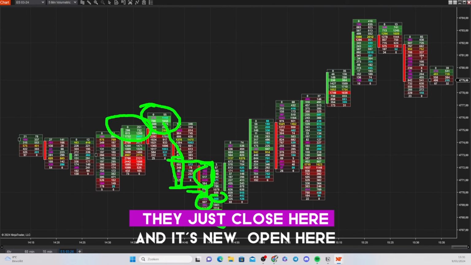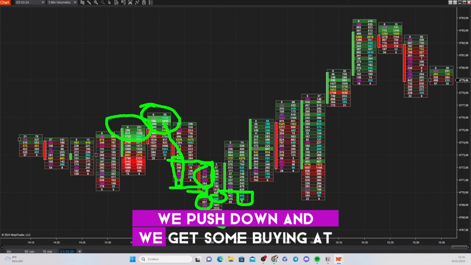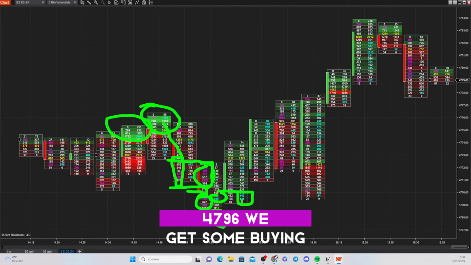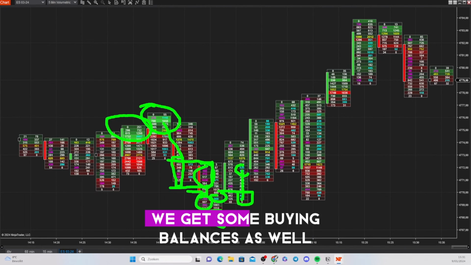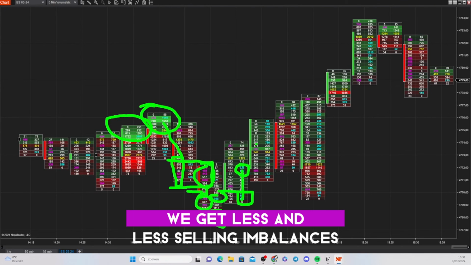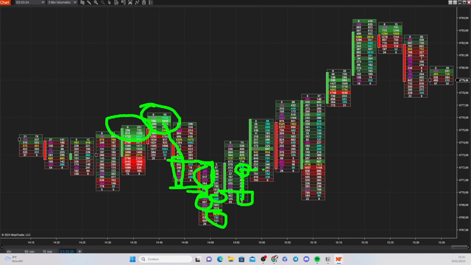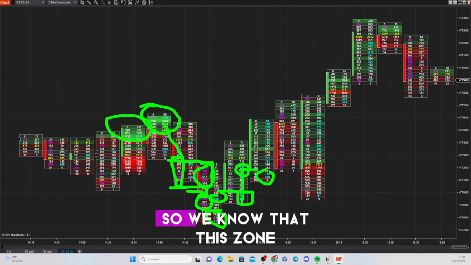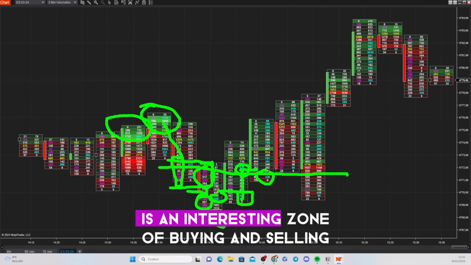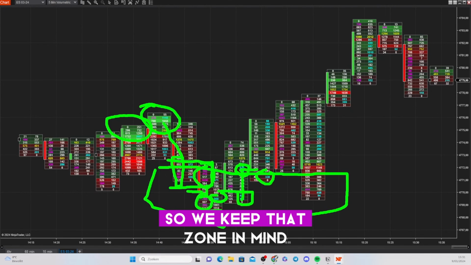See this close here and it's open here. We push down and we get some buying at 4796. We get some buying imbalances as well. We get less and less selling imbalances. Price opens, shoots down, and we get some buying imbalances as well. So we know that this zone is an interesting zone of buying and selling. So we keep that zone in mind.